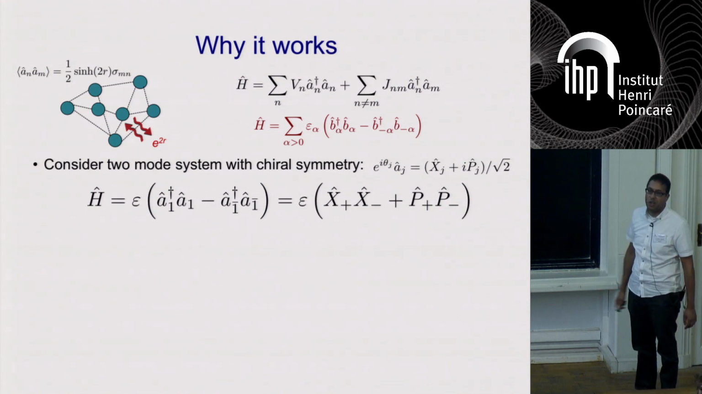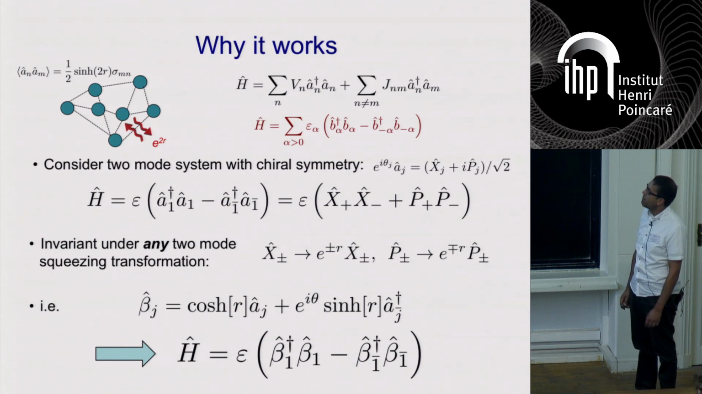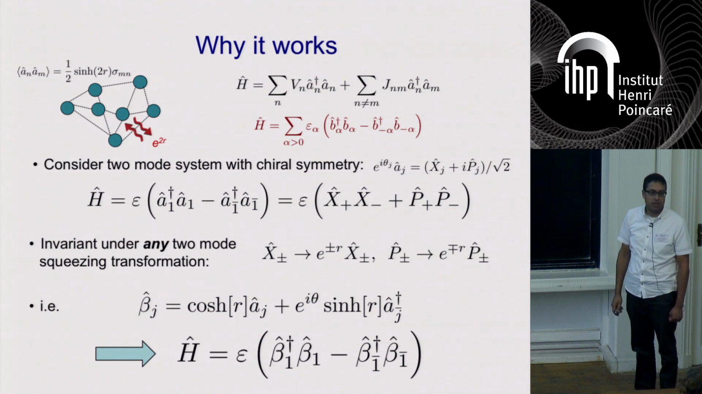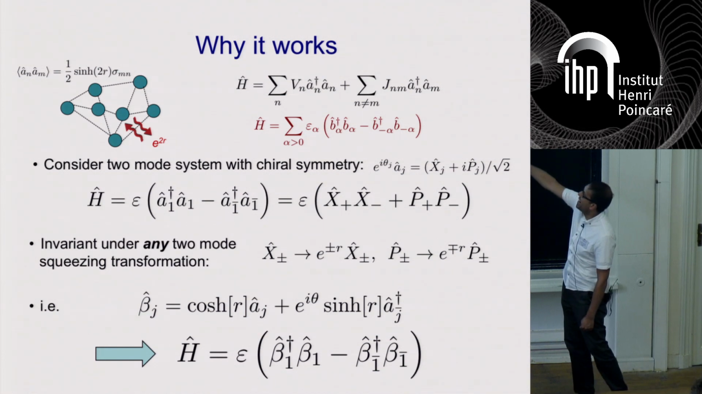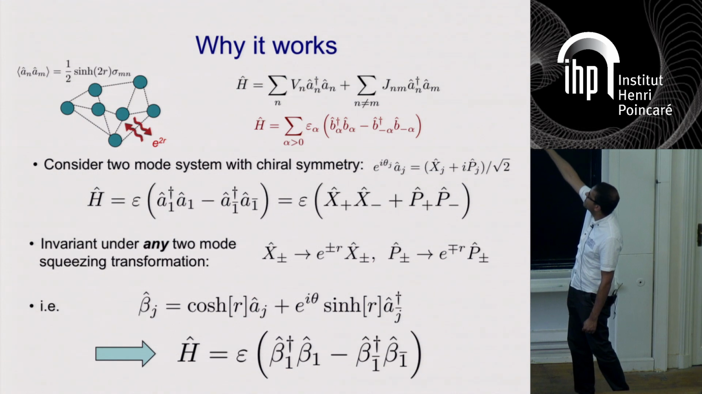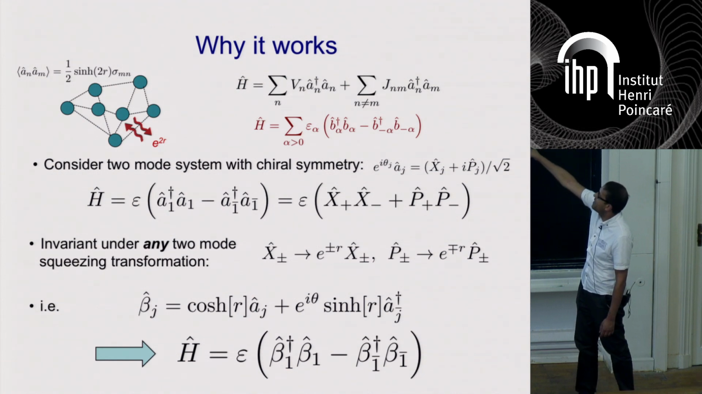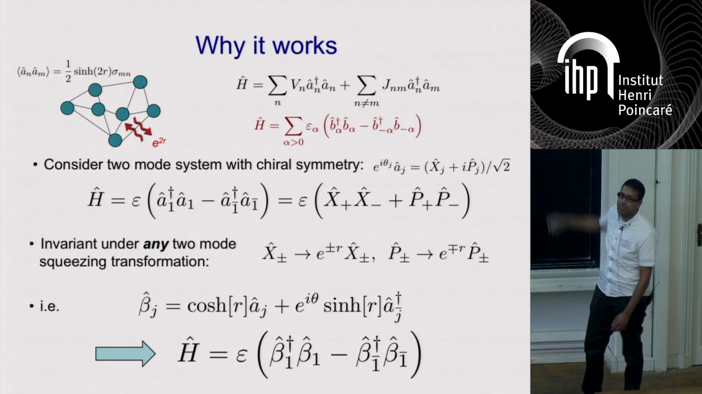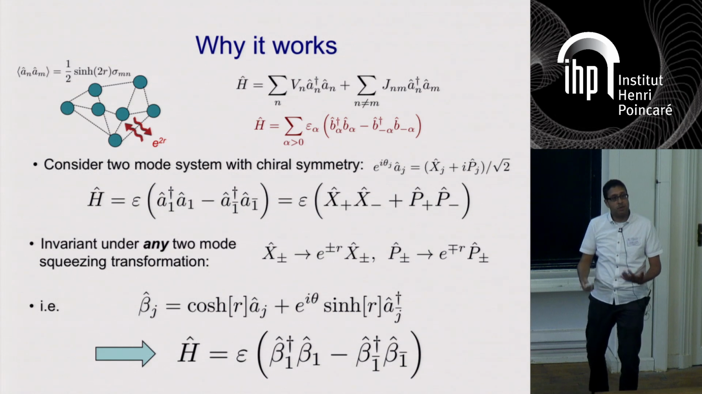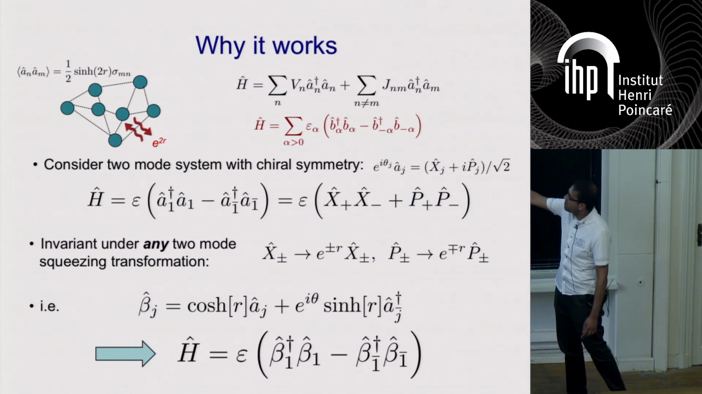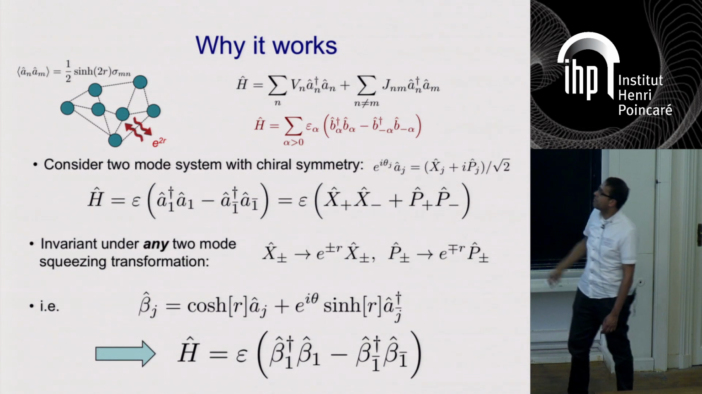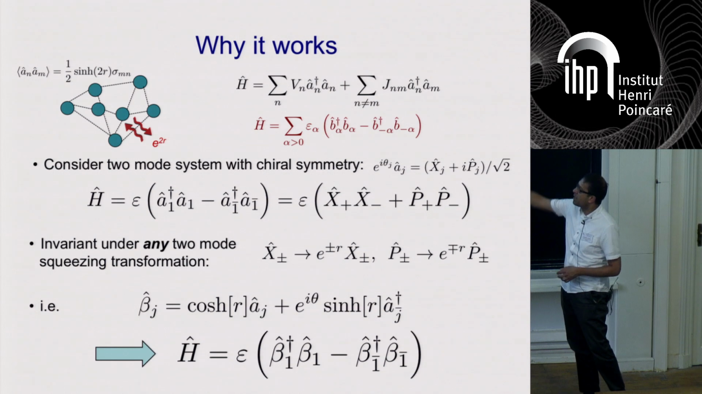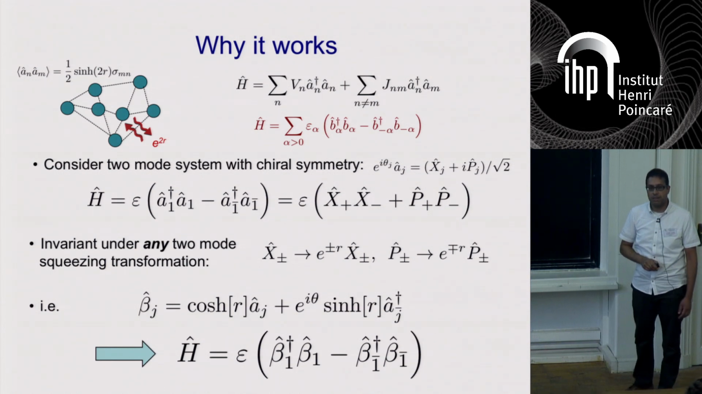So what's so interesting about writing the Hamiltonian like that? Well, basically, if I do any sort of two-mode squeezing operation, so that is, if I squeeze the x pluses and amplify the x pluses, squeeze the p pluses, vice versa, the Hamiltonian looks exactly the same. Okay, if I want to think of that in terms of a Bogoliubov transformation, if I do any two-mode Bogoliubov transformation on A1 and A1 bar, no matter what I pick for the squeeze parameter or what I pick for that angle, the Hamiltonian looks exactly the same.